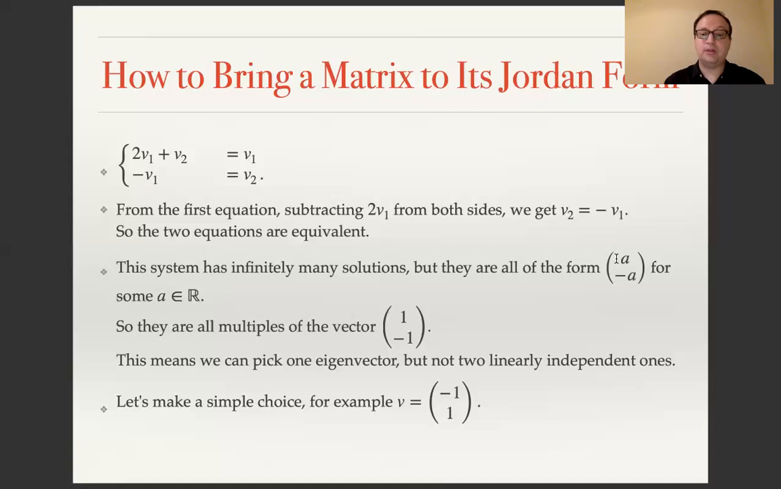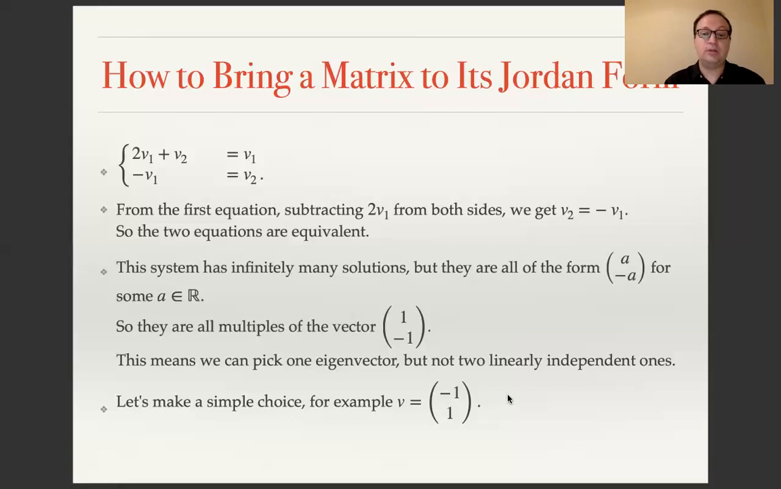But notice that these are all multiples of the same vector. So A minus A is equal to A times the vector 1, minus 1. So if they're all multiples of the same eigenvector, this means that we cannot pick two linearly independent eigenvectors. We can only get one eigenvector, which is what I said just now. So this means we cannot get two eigenvectors to use in the change of basis matrix.